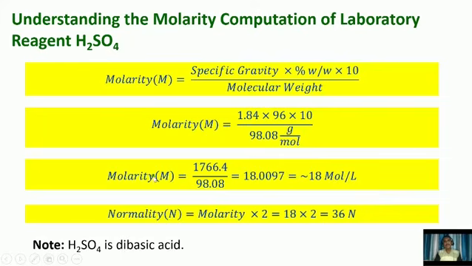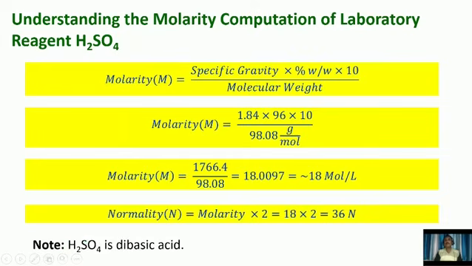You can convert it to normality also. This molarity and normality is having this relation shown. Normality is equal to molarity into 2. Here you can say that normality is equal to molarity into basicity. In case of H2SO4, the basicity is 2 because it is a dibasic acid. It can donate 2 protons.